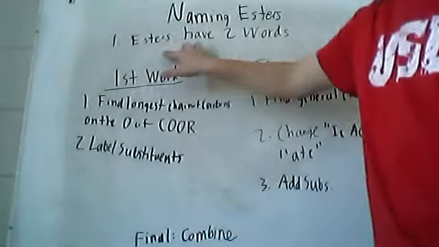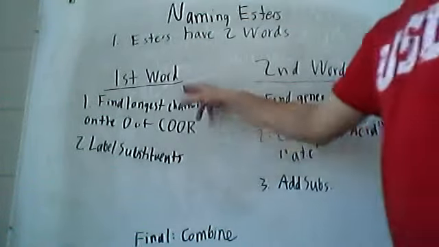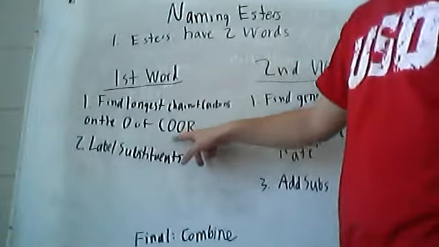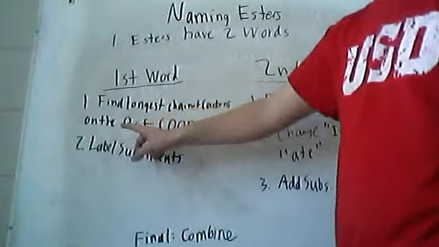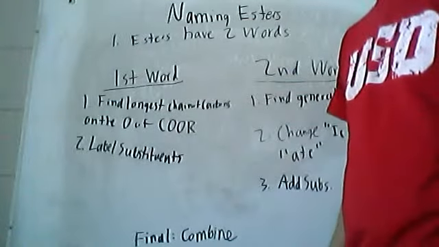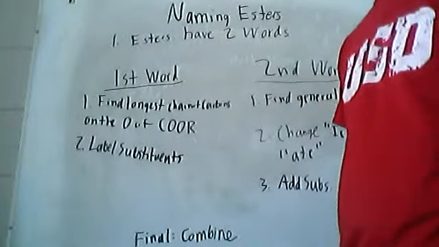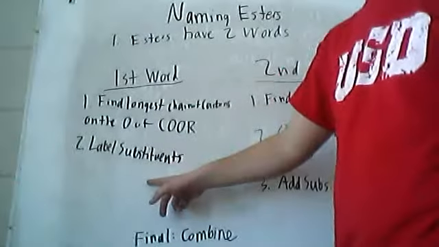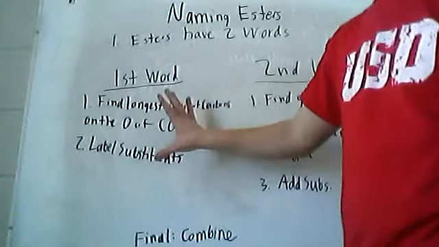We need to realize that esters will have two words in their name, and we will find each word separately, and then we'll combine them at the end. So to find the first word, we realize that there's a COOR functional group. We'll look at the O, and starting after that, we will find the longest carbon chain, and we'll name it as if it was an alkyl group, meaning an alkane minus one hydrogen. And then we'll label our substituents, and then that will be our first word.